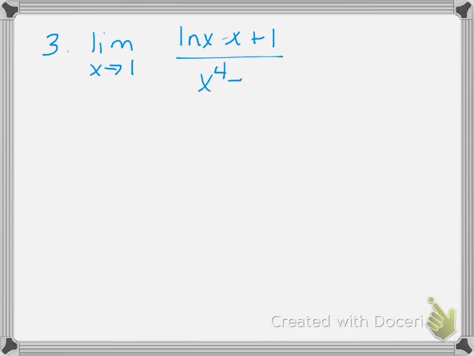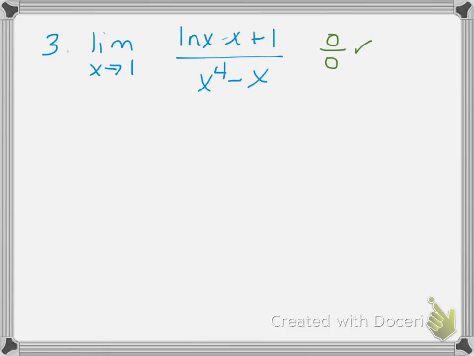It applies to strange things that might look like you can't take the limit of them. Here you would plug in a 1. I want to remind you that ln of 1 is 0. You get 0 over 0. Check. You can use L'Hôpital's rule.